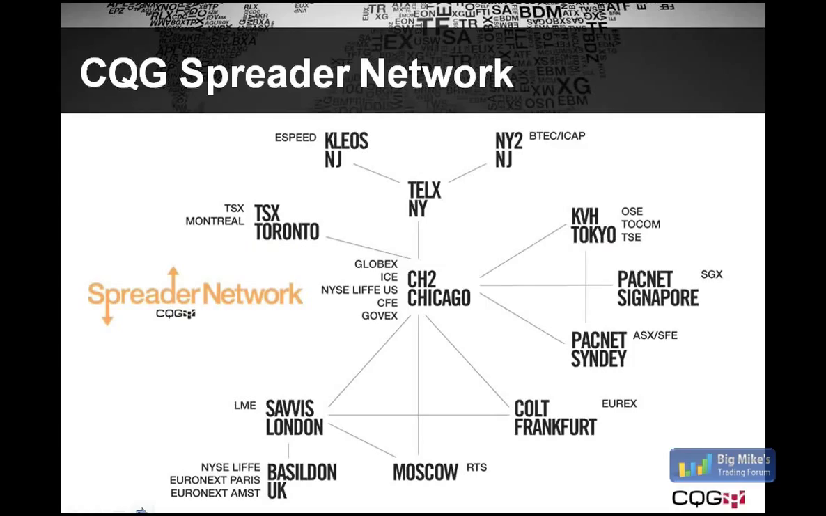Now, in addition to these exchanges that are listed, we do have other exchanges that we pull market data for, and we also have some other exchanges that we just provide trade routing to but not spreading currently.